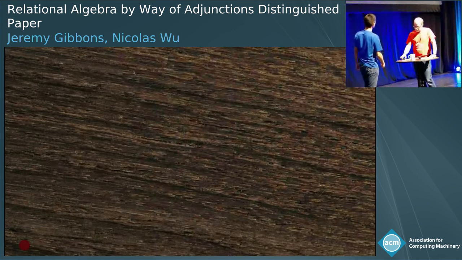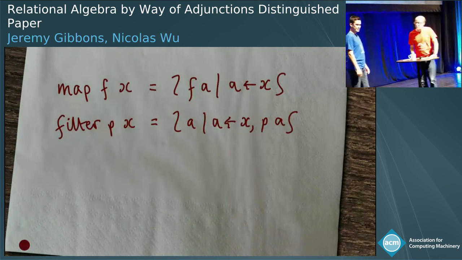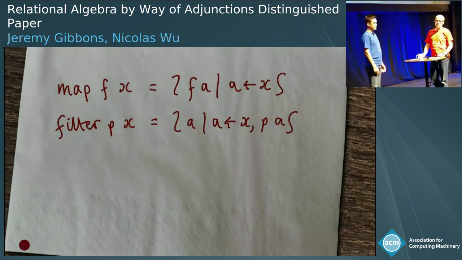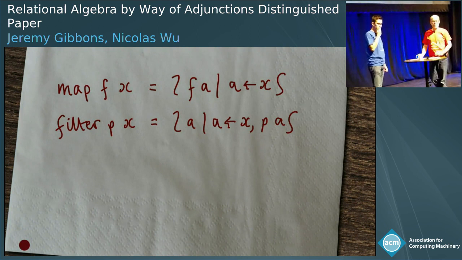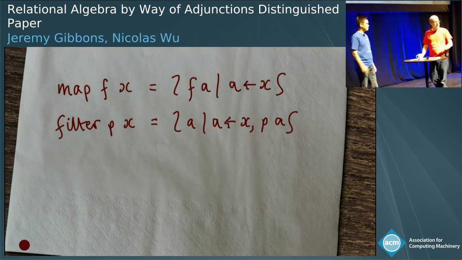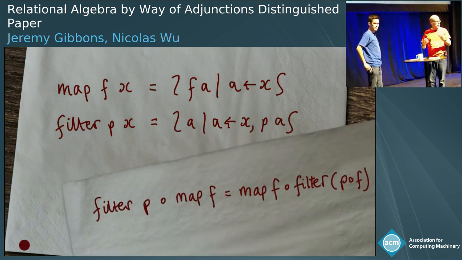Right. Consider these two homomorphisms, the map over a bag. Map takes a function f and a bag of elements x, and for each a in x it gives you f of a. And filter takes a predicate p and a bag x, and for each of the a's that satisfy p, you get the result. So it's the a's drawn from x where p holds of a. And they're both bag homomorphisms. Moreover, when you compose them, you get a bag homomorphism. And the composition has this equational property.